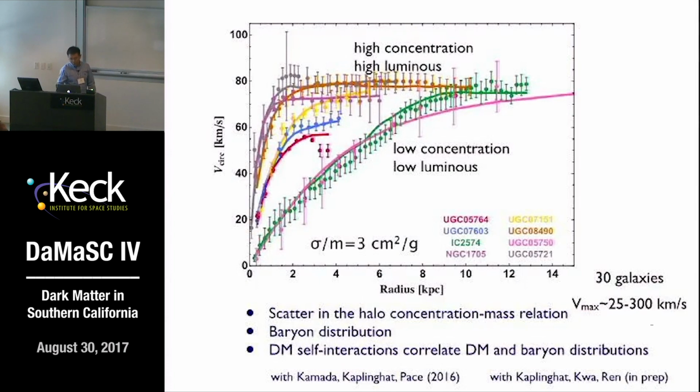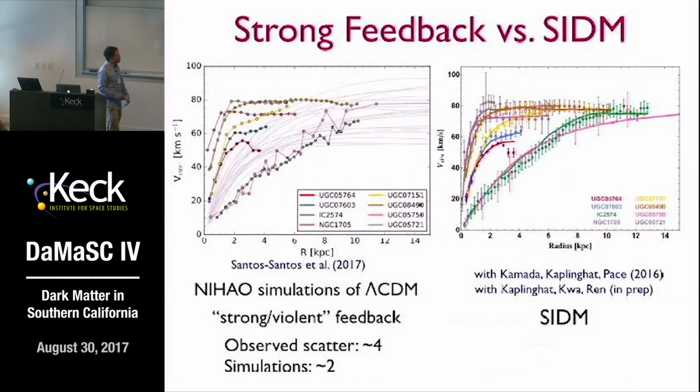We can move on and make a comparison with the feedback model. This is a plot from the NIHAO simulation, with strong, violent feedback. It shows the same 8 galaxies. The gray curves are from simulations. Those are the outliers, 3 sigma away from the simulated galaxies. Because they have strong feedback, you can barely touch those 2 galaxies, at 3 sigma you can fit.